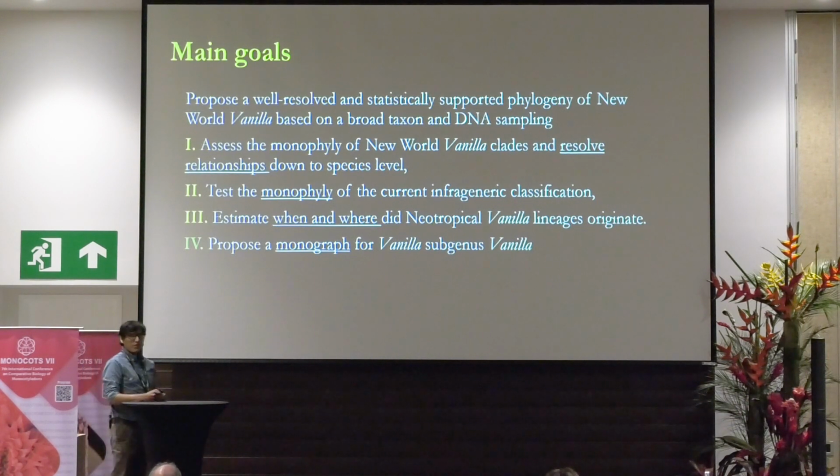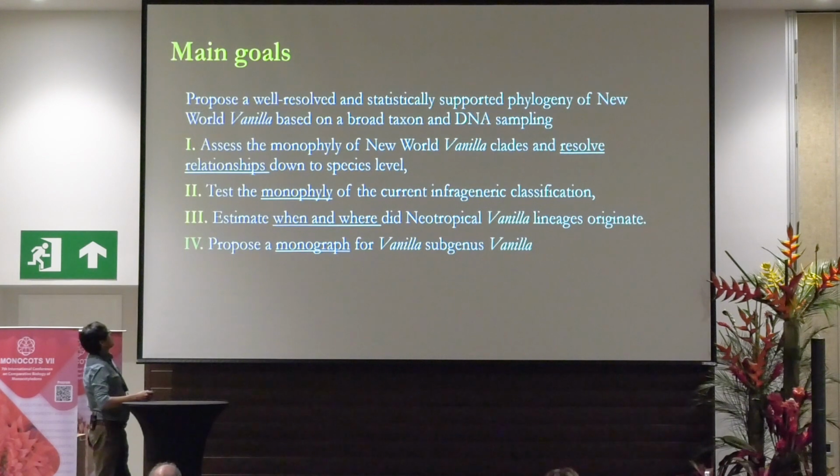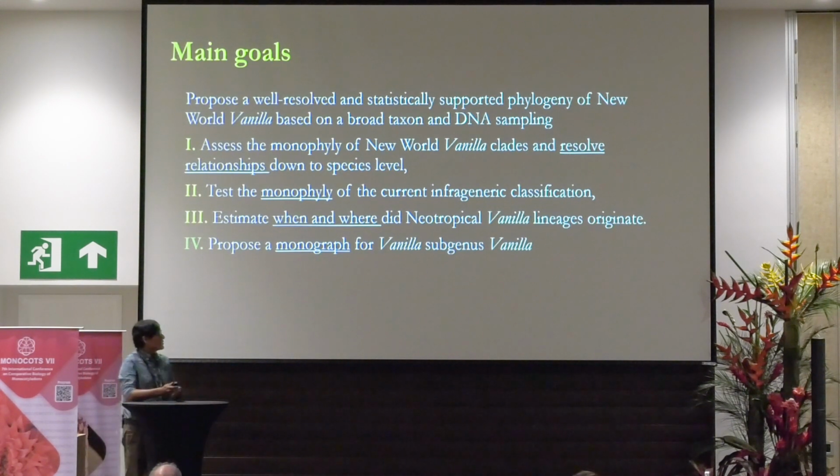So the main goal of my research is to tackle all these issues. Basically, I will try to propose a well-resolved, statistically supported phylogeny of the New World vanilla clades. And I will use this tree to assess the monophyly of the New World vanilla clades and resolve the relationships, hopefully to the species level, to test the monophyly of the current infrageneric classification, to estimate when and where these neotropical lineages originated, and also propose a monograph of the subgenus Vanilla.